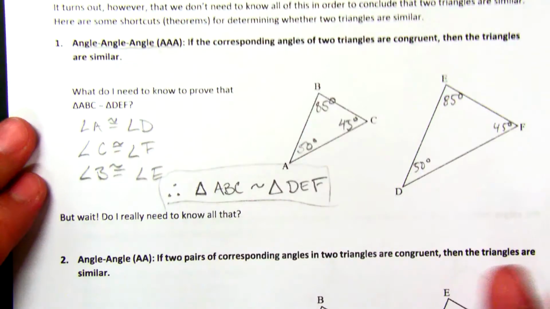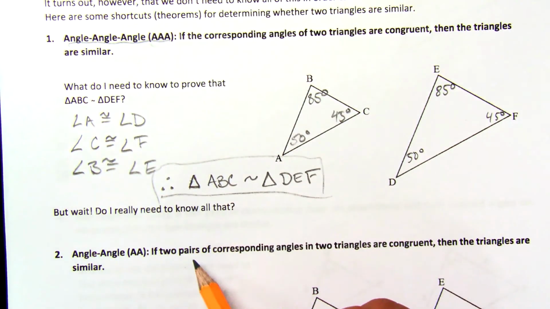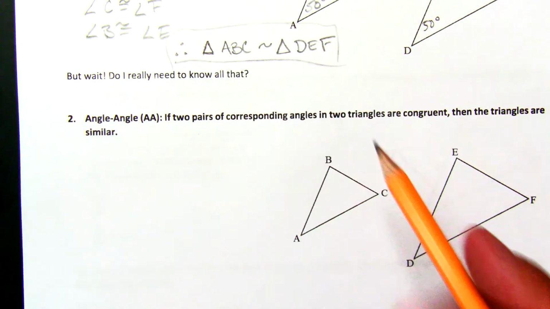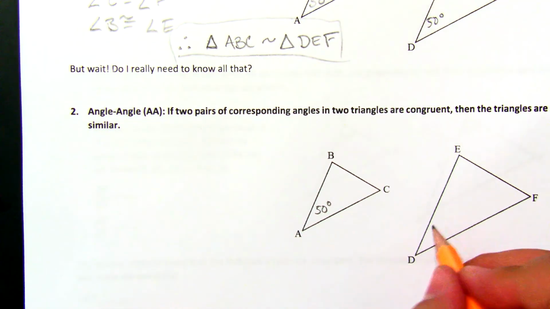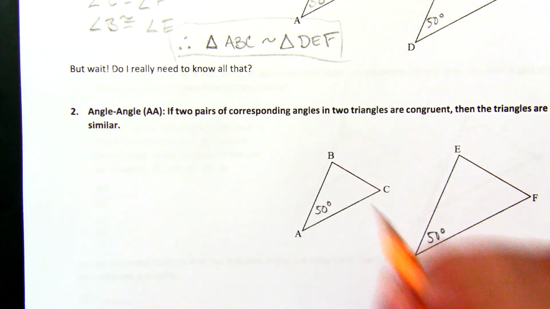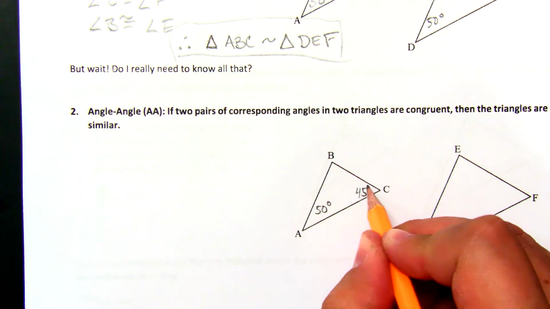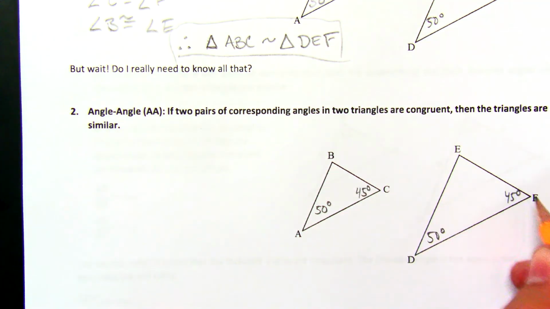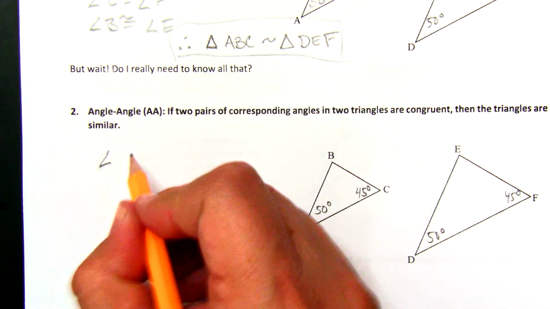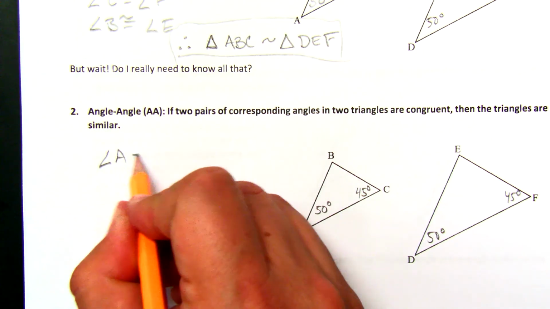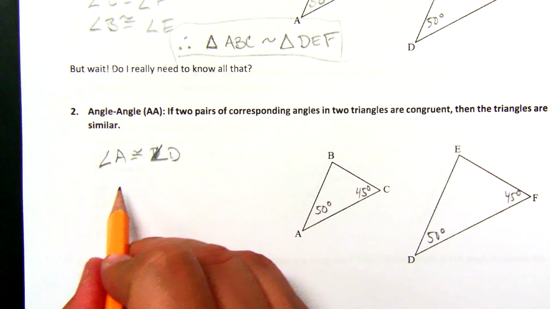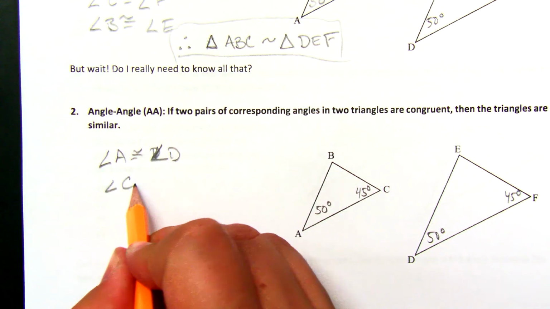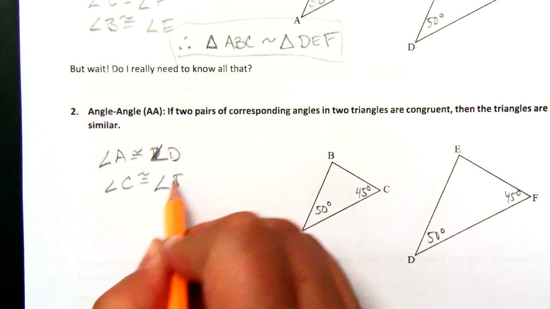Now, some of you might be thinking, oh wait, do I really need to know all that, right? Because, well, let's go back to this example. Suppose I only knew that A was 50 degrees and D was 50 degrees, and I knew that C was 45 degrees and F was 45 degrees. Well, I've got two angles, right? Angle A is congruent to angle D, just like before, and angle C congruent to angle F, just like before.